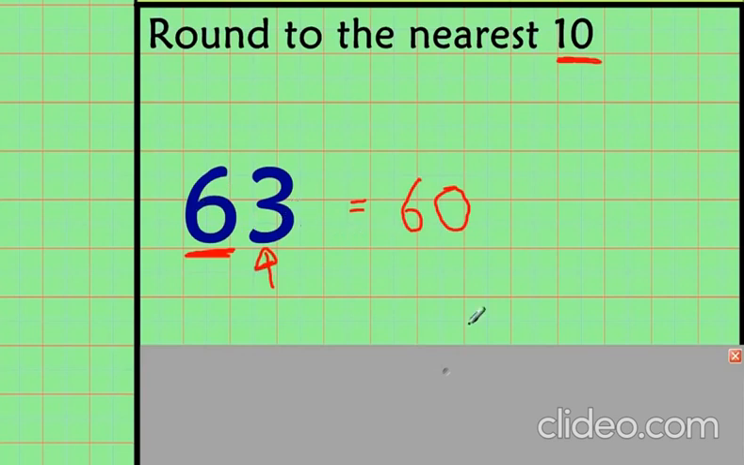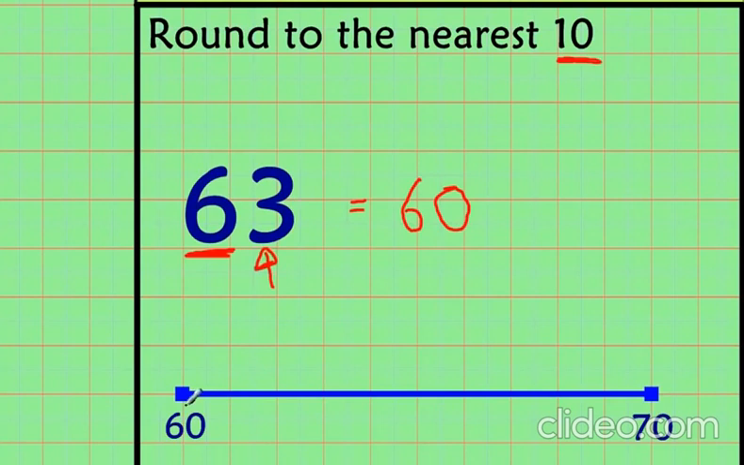And this makes sense, because if you look at my number line here, here's 60 and 70. These are the nearest tens either side of 63. And I put 63 on here. Which 10 is it closer to? Is it closer to 60? Is this the nearest 10, or is this the nearest 10? Well, obviously 60 is the nearest 10. So that's why I can tell that this is the correct answer. I've rounded 63 to the nearest 10.